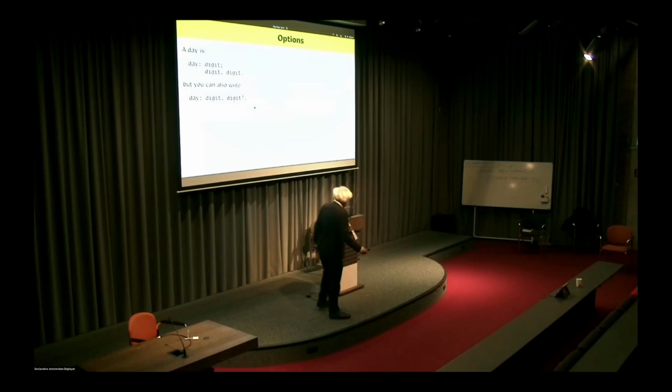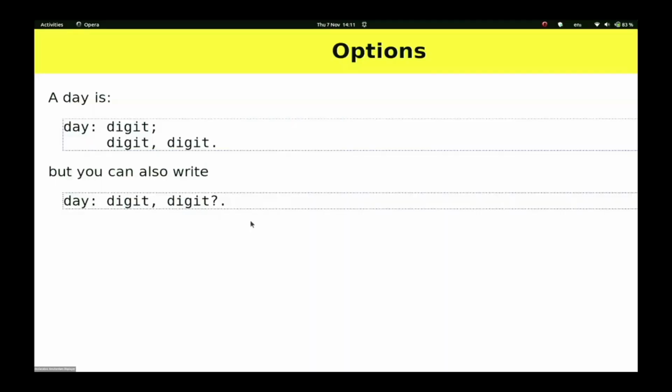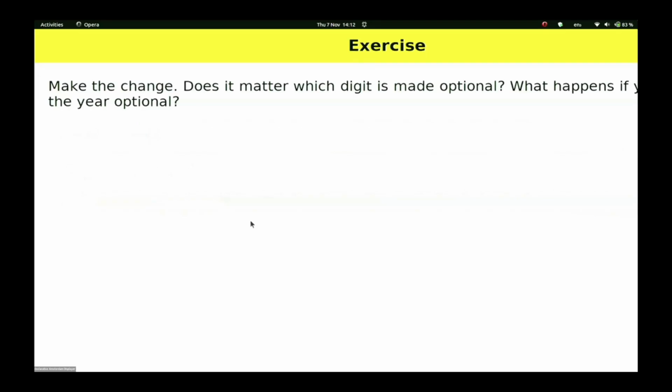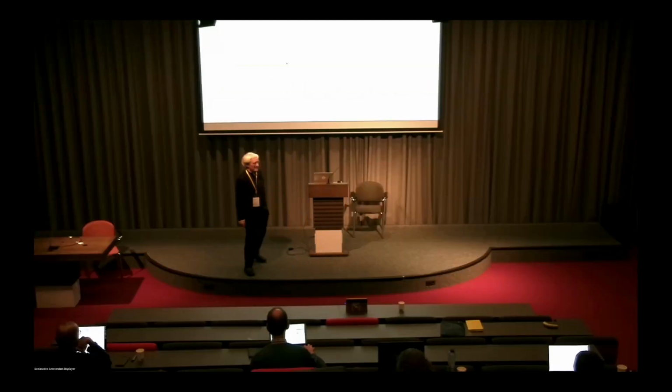Okay, right, let's move on. We've got a day as a digit or a digit, comma digit, but as you might expect, you could put a question mark to make something optional. So you can say a day is a digit followed by an optional digit. So now make that change and try it both ways round. Make the first one optional and then make the second one optional and see if there's any difference. Well, I can tell you, there is no difference.